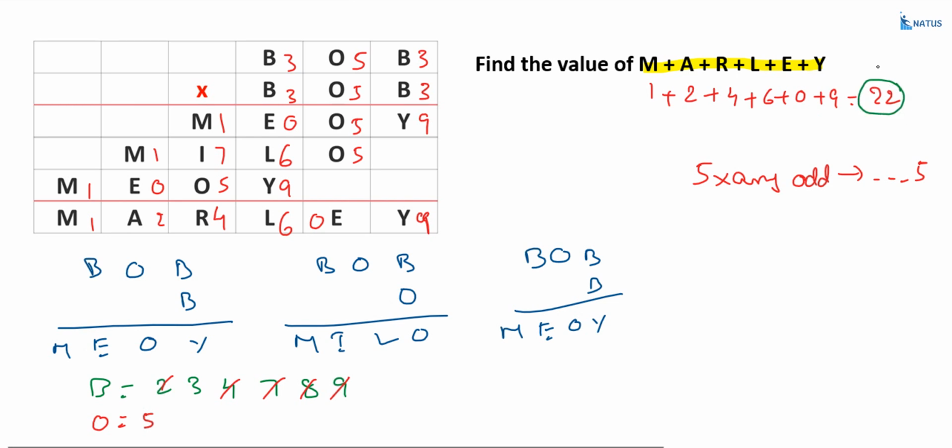Right? Here we apply only two conditions. What are they? B must be equal to any one of these odd values, and O must be equal to 5. Why? Because 5 into any odd number, the unit digit must be equal to 5. You will apply this condition only.